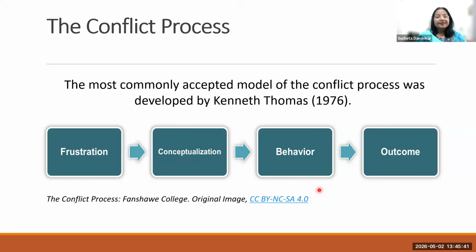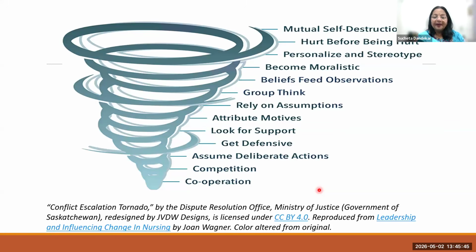This paper, from the dispute resolution office of the Ministry of Justice, on leadership and influencing change, is a booklet that talks about it as a conflict escalation tornado. So what does it go from? From trying to cooperate, it goes to competition, it goes to looking for support, to attributing motives, to groupthink, beliefs feeding observations, because then there is so much happening, and then people start becoming moralistic also, and they start personalizing things, and they hurt before being heard.